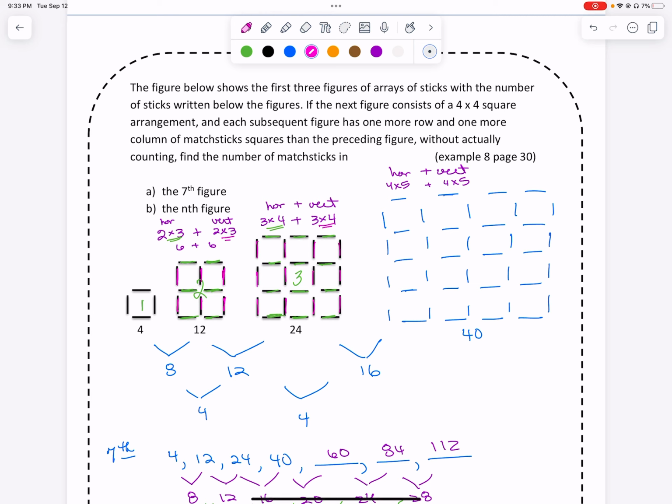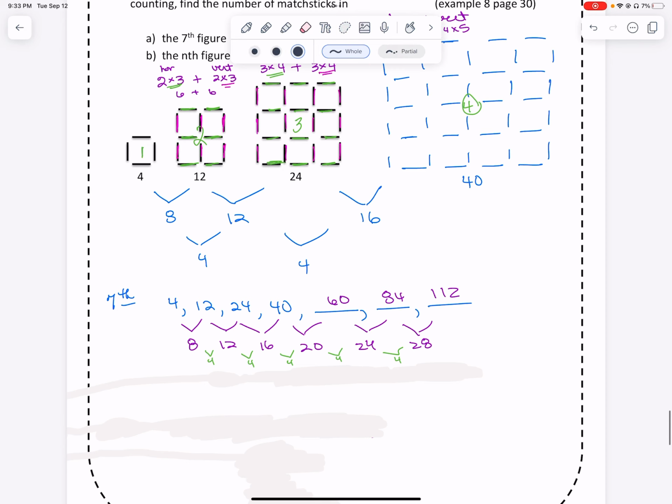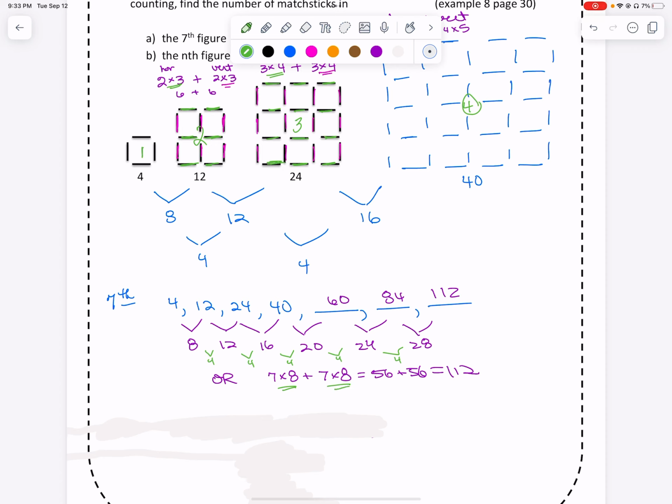So this is my fourth one. So my fourth figure. If I use the pattern, notice when it's the second one, it's 2 times 3 and 2 times 3. When it's the third one, 3 times 4, 3 times 4. When it's the fourth one, it'd be 4 times 5 and 4 times 5. So for the 7th one, it would be 7 times 8 plus 7 times 8, or 56 plus 56. So that gives me 112. So I could do it that way.